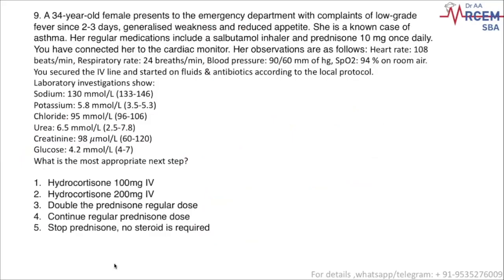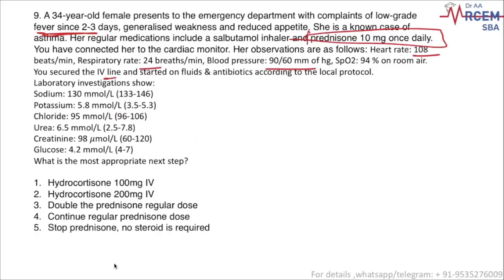A 34 years old female presents to the emergency department with complaints of low-grade fever since 2 to 3 days. There is generalized weakness and reduced appetite. She is a known case of asthma. Her regular medications include salbutamol inhalers and prednisone. She is on steroids. You have connected her to the cardiac monitor. Her observations are as follows. There is a slight amount of tachycardia and tachypnea. Blood pressure is on the lower side, or borderline, I can call it.